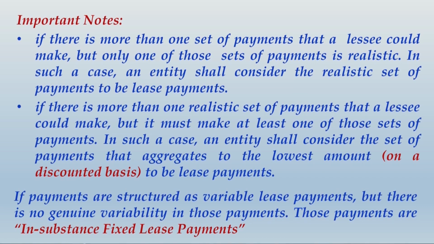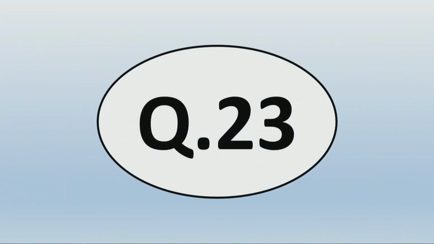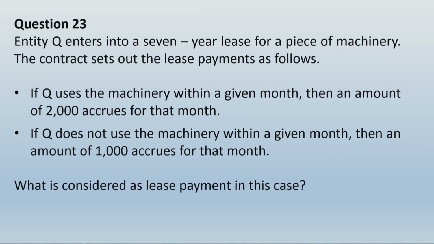Alright friends, you would have finished writing this whole thing. Let us move ahead and solve question number 23. Let us see what is given over here. Entity Q enters into a 7-year lease for a piece of machinery. The contract sets out the lease payments as follows. If Q uses the machinery within a given month, then an amount of 2000 accrues for that month. If Q does not use the machinery within a given month, then an amount of 1000 accrues for that month.